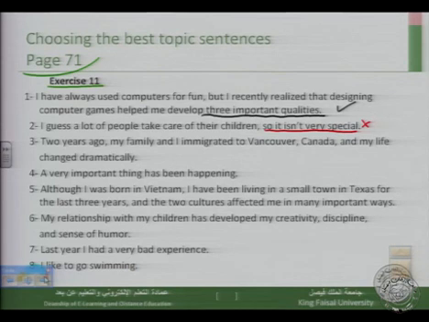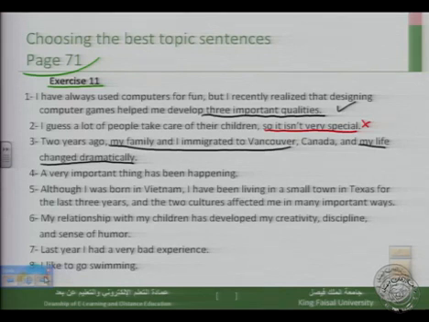Number 3: 2 years ago, my family and I immigrated to Vancouver, Canada, and my life changed dramatically. Here he specifies the time. He will speak about an experience he had 2 years ago. The experience is that my family and I immigrated to Vancouver, and here the controlling idea is that my life changed dramatically. So it is clear to the reader what the paragraph will be about.